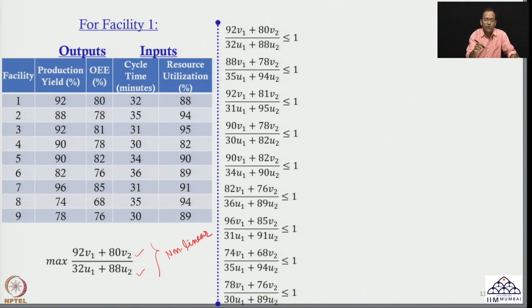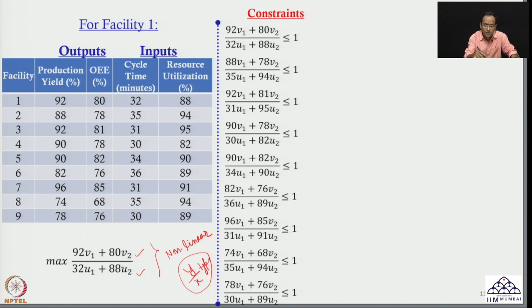Similarly, if you look into the constraints, these are also nonlinear because the numerator as well as the denominator both have decision variables. It is basically a y by x type of expression, so these are nonlinear. Now the question is, can I convert nonlinear terms into linear terms? Because nonlinear optimization is a little tough to do, but we know how to solve a linear optimization model. In this case, specifically, it will be a linear programming model. So, can I convert this nonlinear programming model into a linear programming model?